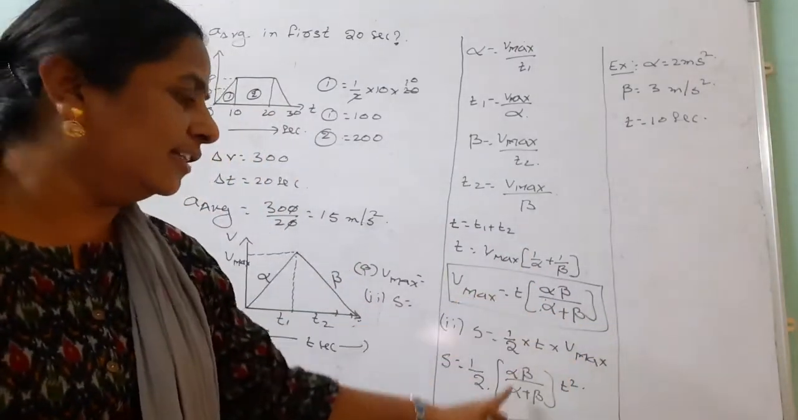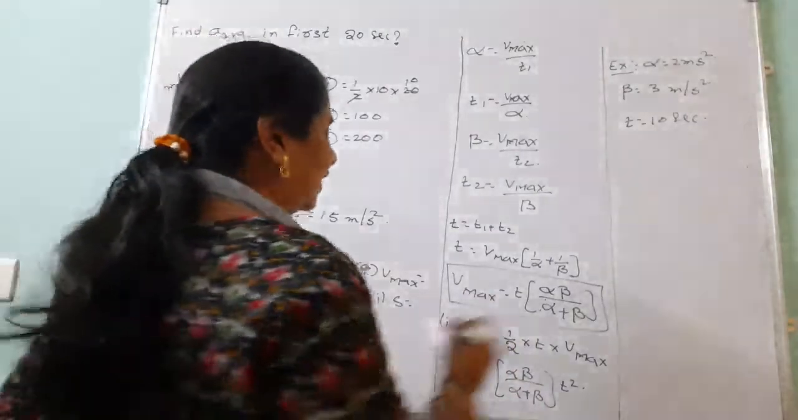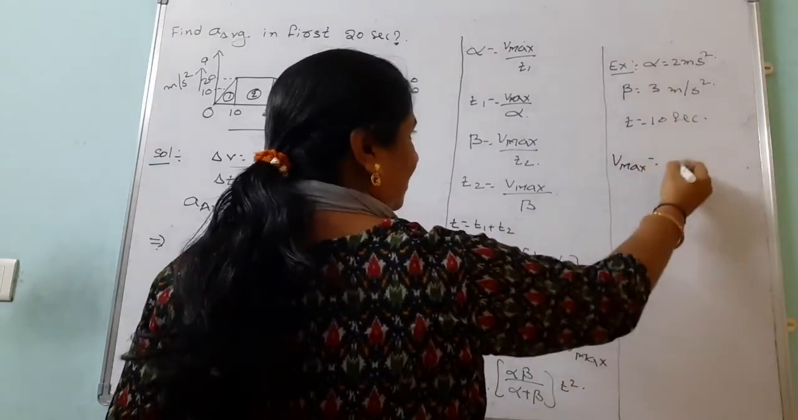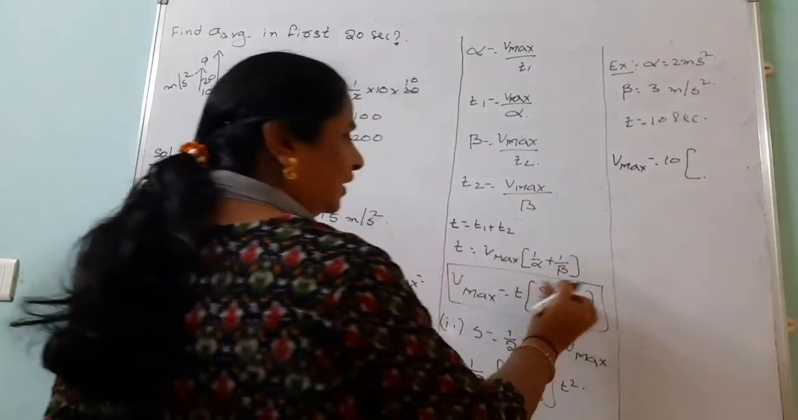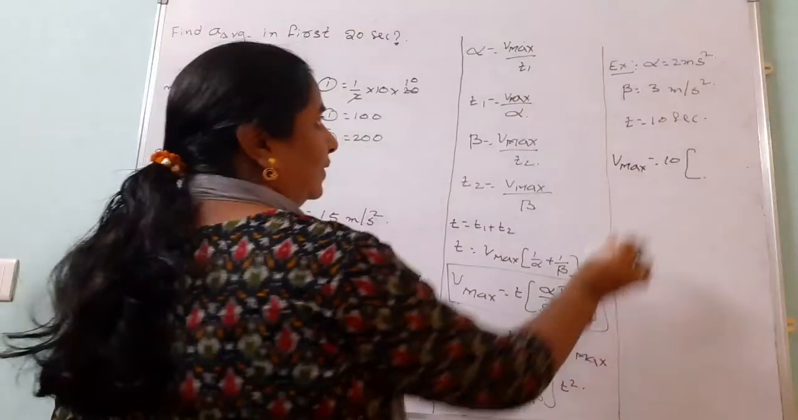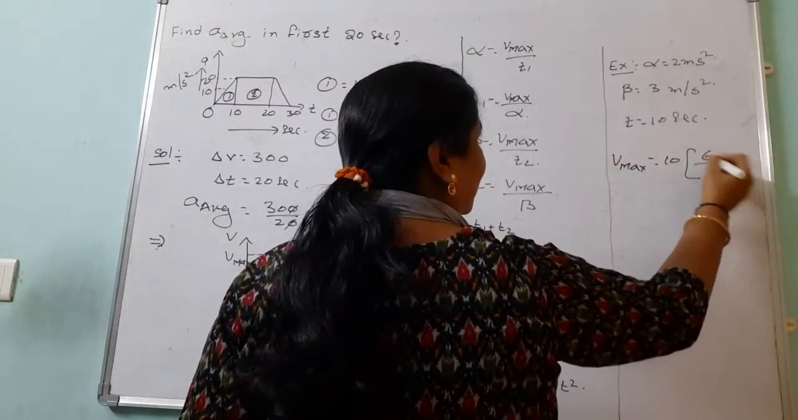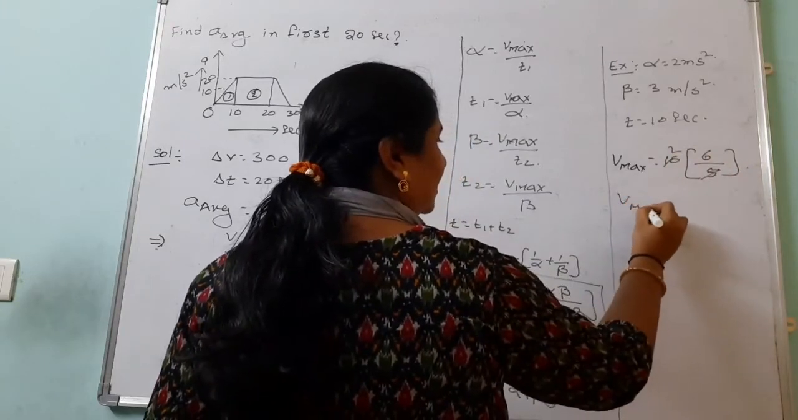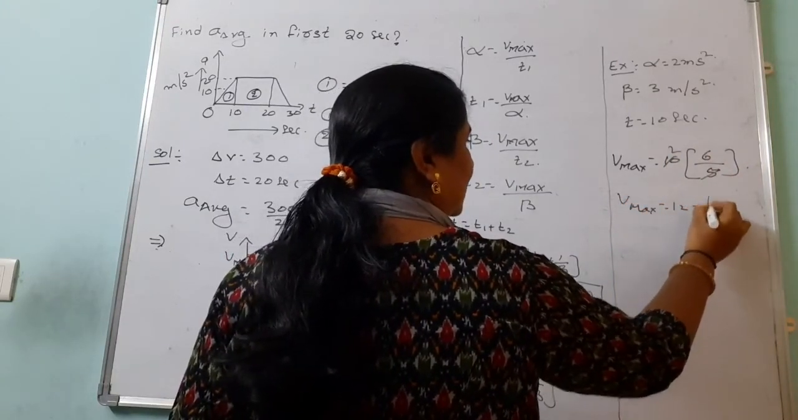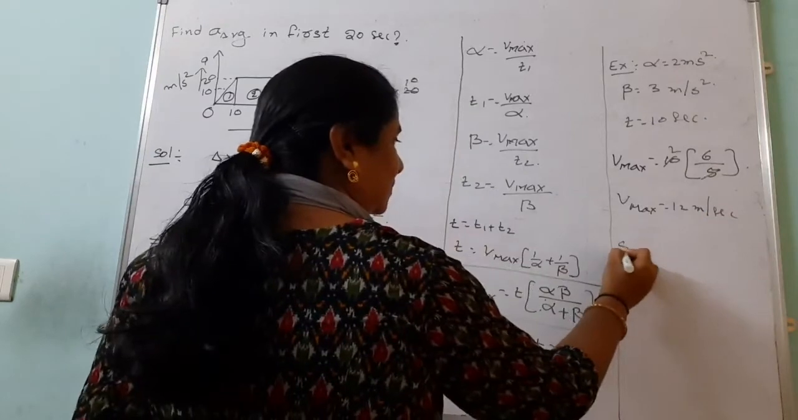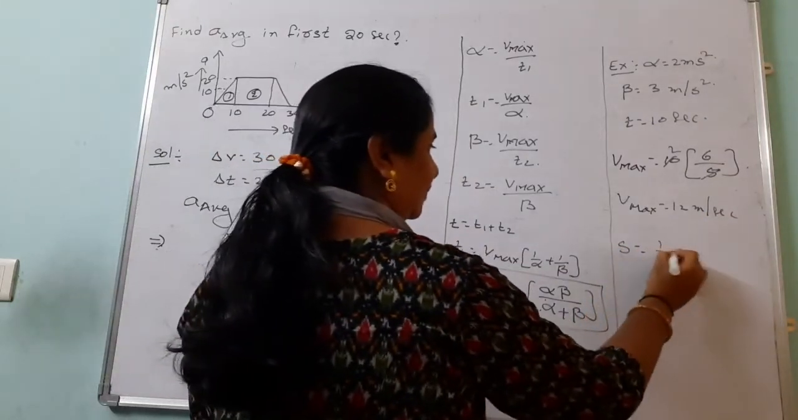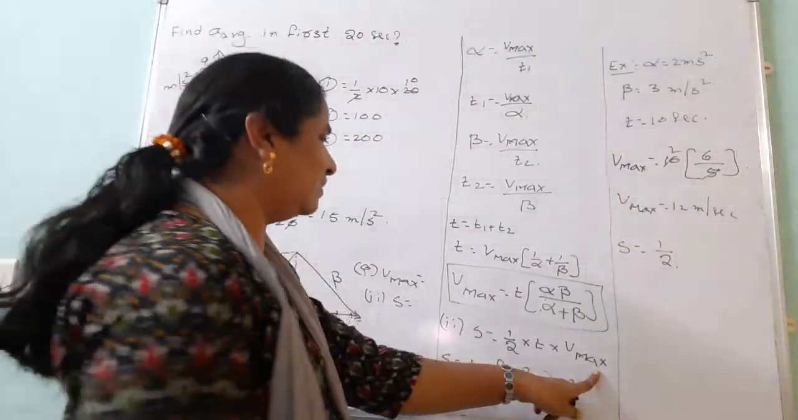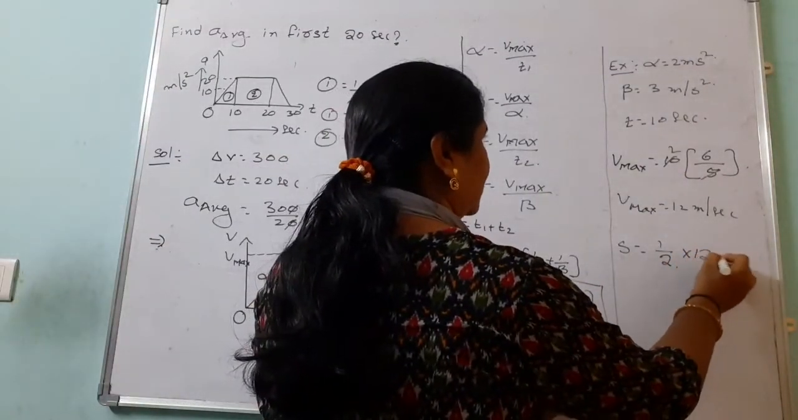Directly we can use these two formulas. How to find the maximum velocity? V maximum equals T, which is 10, into alpha beta by alpha plus beta, so 2 into 3, 6 by 5, giving V maximum equals 12 meters per second. Like that, the displacement is half into V maximum, which we already know is 12, into the time of 10 seconds.